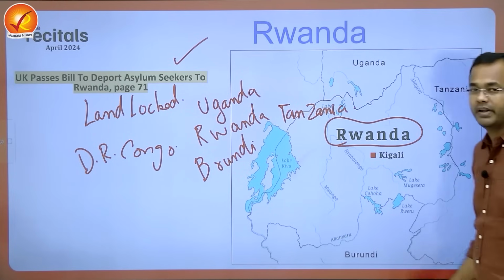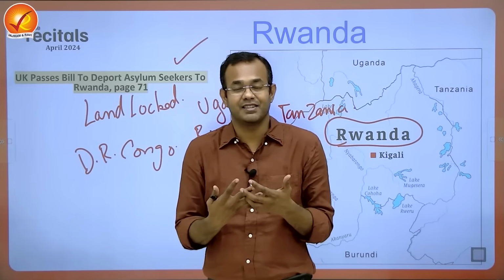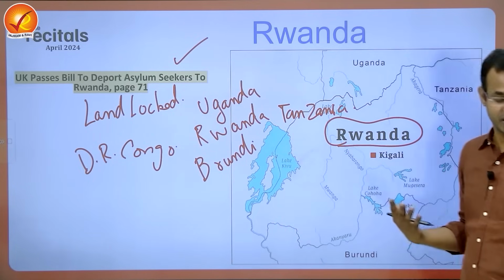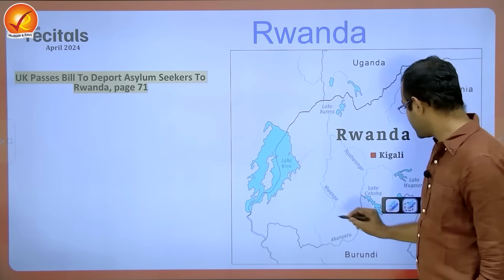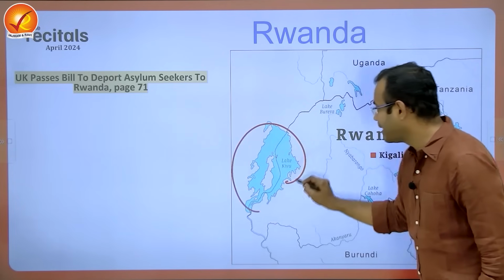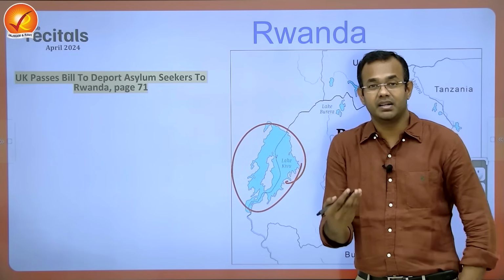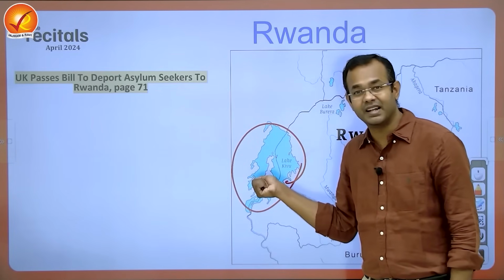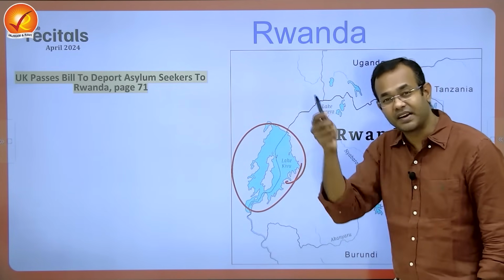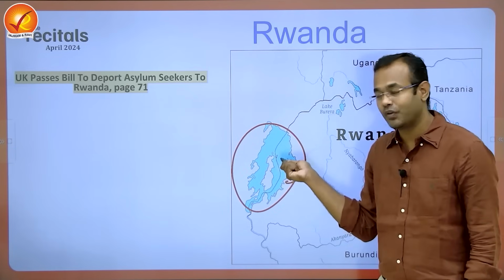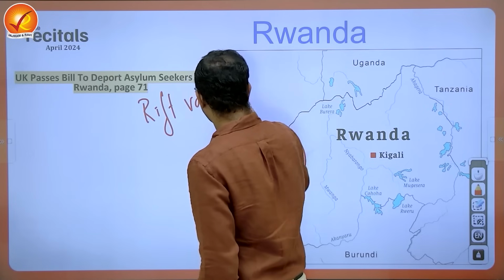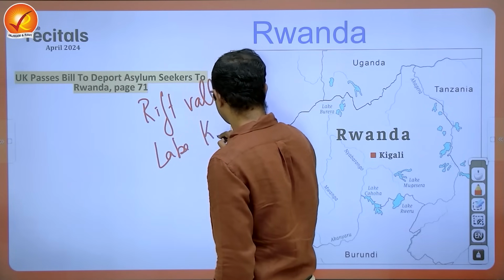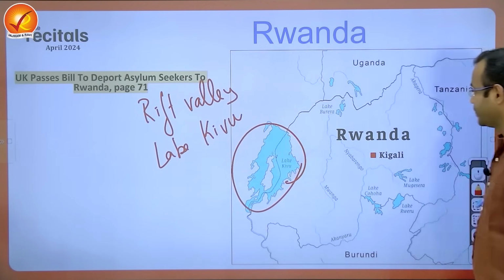Number one, when it comes to prelims, if a question has to be asked, they might ask whether it is a landlocked country or shares a border with the coast. That will be the picture to put across. Second, the other important geographical feature of Rwanda, as we just discussed, is Lake Kivu. Lake Albert, Lake Edward, and Lake Kivu are Rift Valley lakes. So Rwanda falls under the Rift Valley regions, and Lake Kivu is also present in the region.